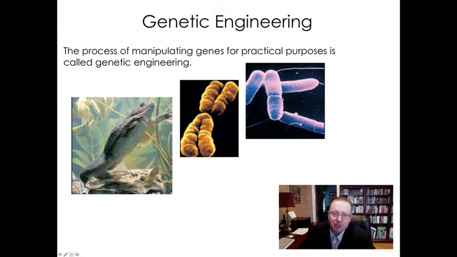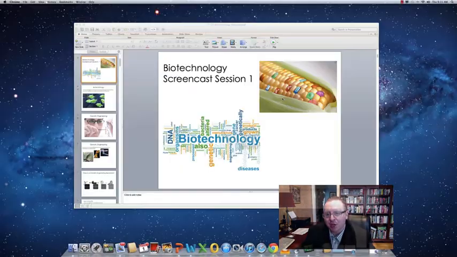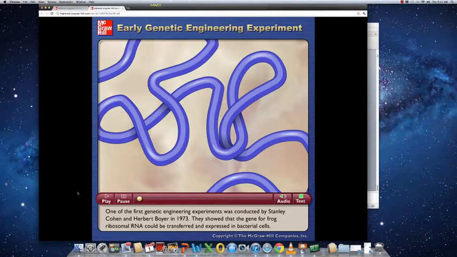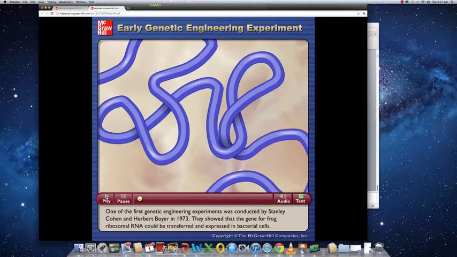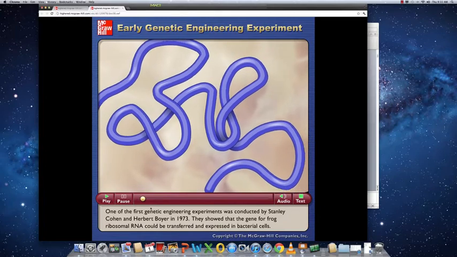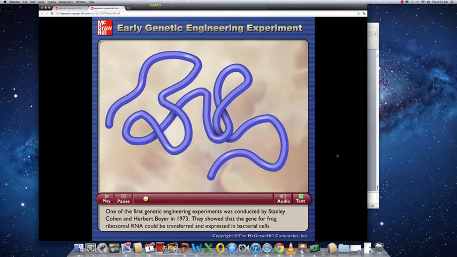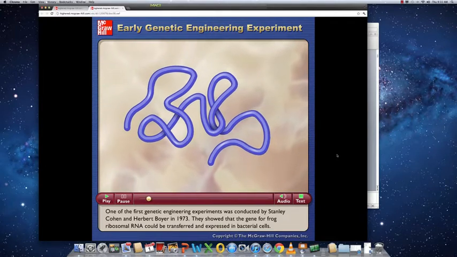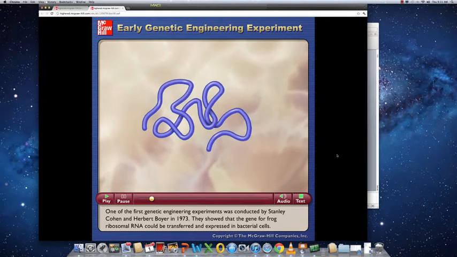I'm going to jump out of this presentation for a moment and show you an animation of this early genetic engineering experiment. One of the first genetic engineering experiments was conducted by Stanley Cohen and Herbert Boyer in 1973. They showed that the gene for frog ribosomal RNA could be transferred and expressed in bacterial cells.